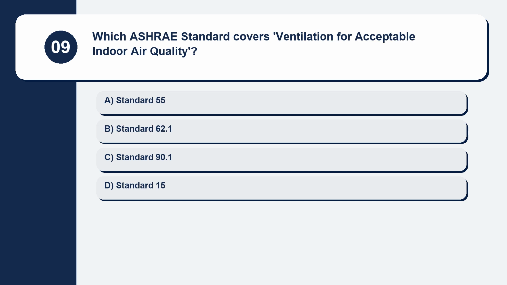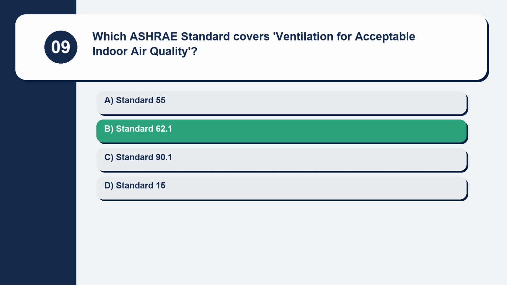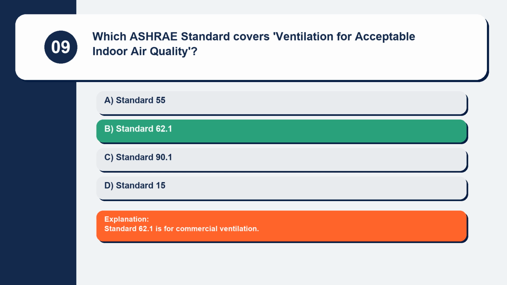Question 9. Which ASHRAE standard covers ventilation for acceptable indoor air quality? Standard 55, Standard 62.1, Standard 90.1, Standard 15. Standard 62.1 is for commercial ventilation.